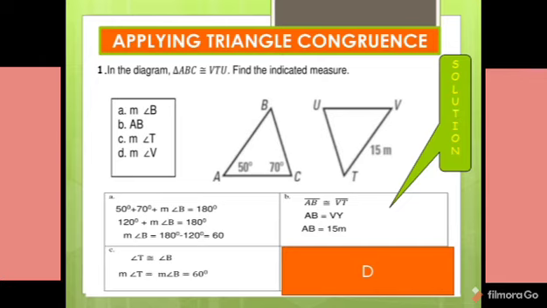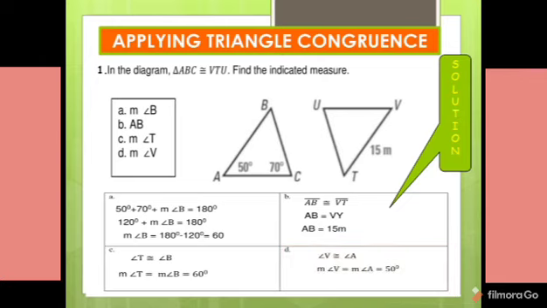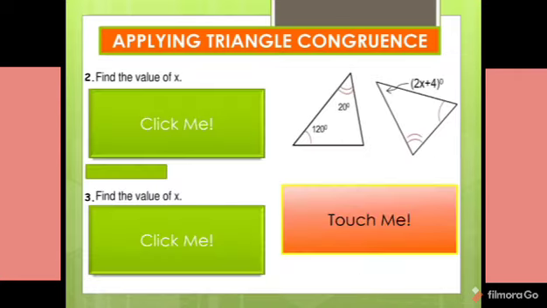Next, how about letter D? Yes, the same thing. Angle B corresponds to angle A. So they are just the same. Whatever the measure of angle B is will also be the measure of angle A, and that is 50 degrees. Next, we are asked to find the value of x in these two illustrations.